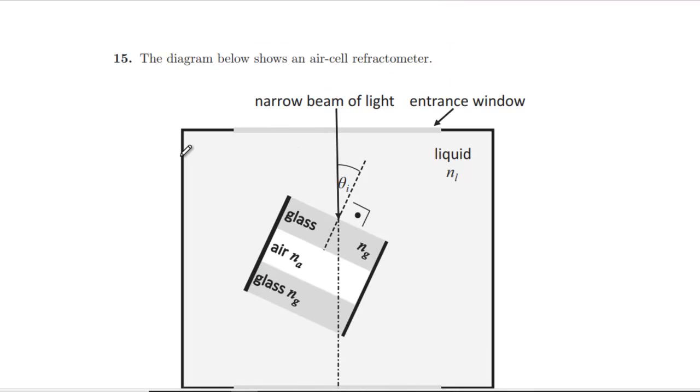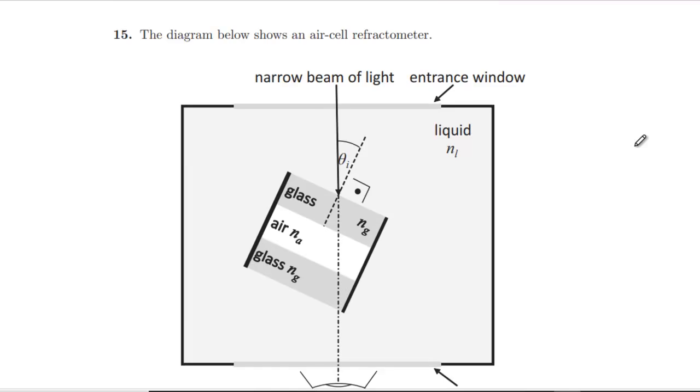An air cell refractometer. So what does this thing do then? We've got this beam of light coming in from the entrance window. It's going in normal, so it doesn't refract there. It's then going to hit this glass, which refracts it towards the normal, then the air away from the normal, then the glass towards the normal, and then the liquid comes back out parallel again. So we end up with a beam coming out somewhere at the bottom. As we change this angle, we're going to get a different exit point for the beam, and presumably that tells us something about the refractive index of the liquid.